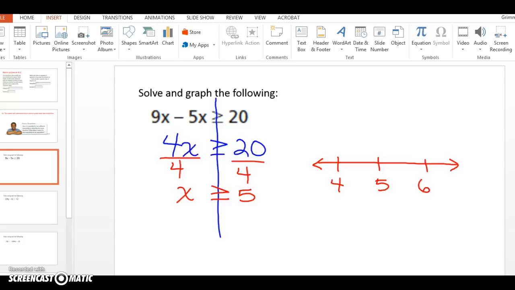Open circle or closed circle? Closed. Good, because that means it includes 5. Okay, now I'm still having people struggle with this. So remember, this hungry guy is greedy. So if he is turning away 5 starbursts, how many does he want? He wants more. So that would be 6, 7, 8, 9, because he is greedy. So that means you're going to shade this direction because he wants all the bigger ones.